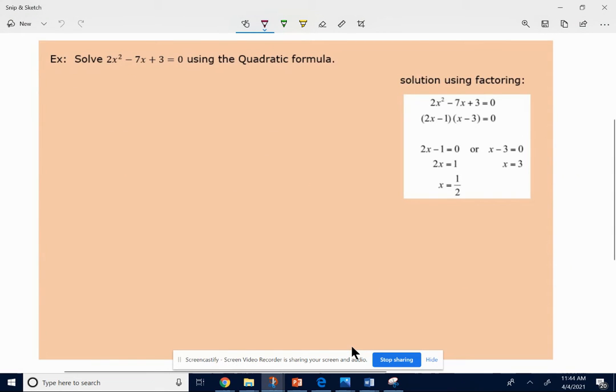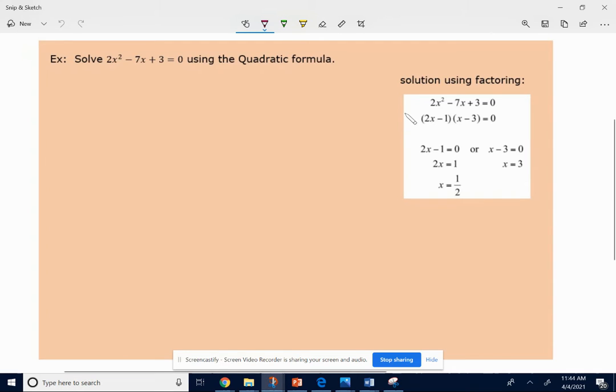The first example: solve 2x squared minus 7x plus 3 equals 0 using the quadratic formula. Notice on the right, I went ahead and gave you the solution that you would have gotten if you had used factoring, because you can factor the left-hand side. But let's do this with the quadratic formula.